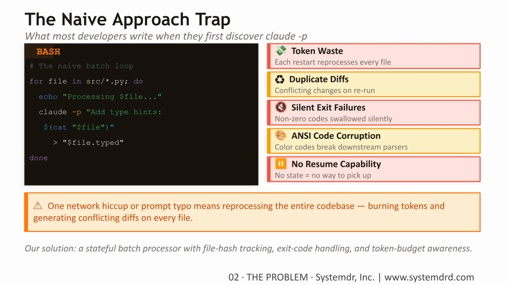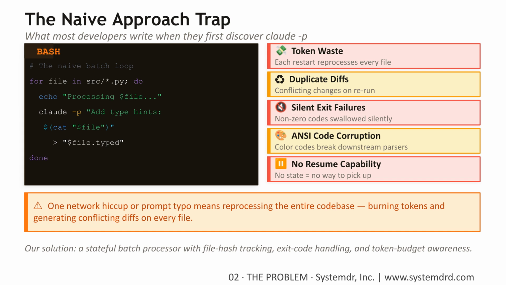ANSI code corruption. By default, Claude CLI outputs terminal color codes, escape sequences like \033[32m. If you pipe that output into a JSON parser or into jq, it crashes immediately with an invalid JSON error, because those escape sequences are not valid JSON characters.